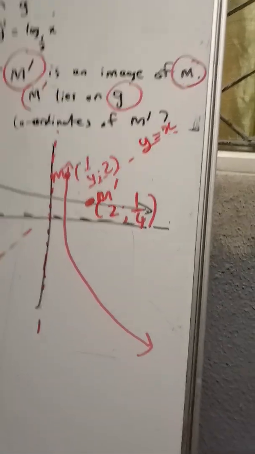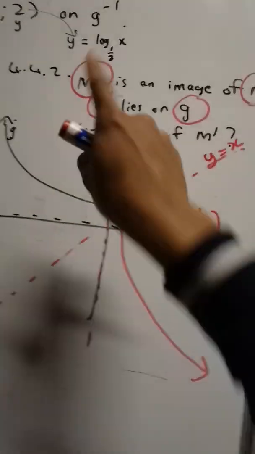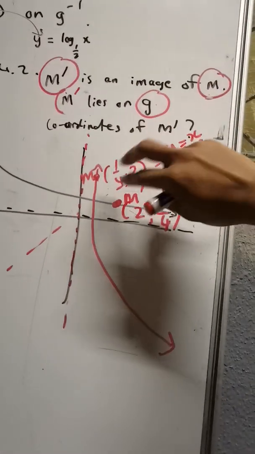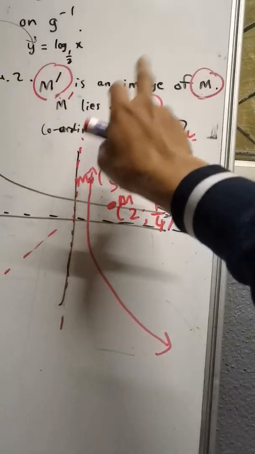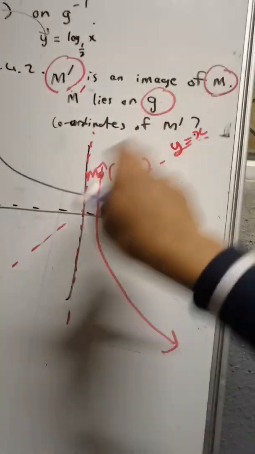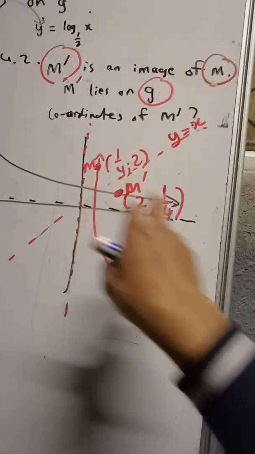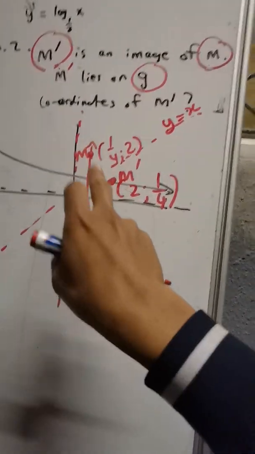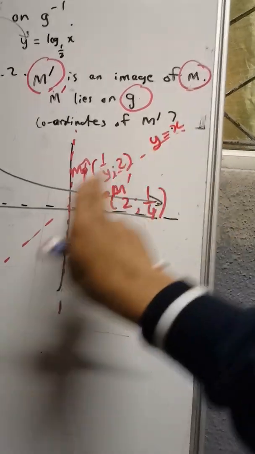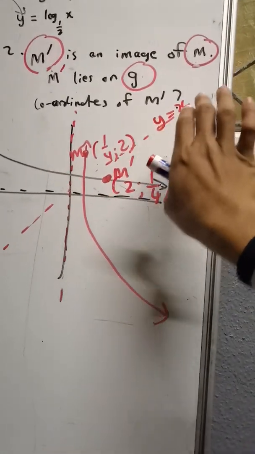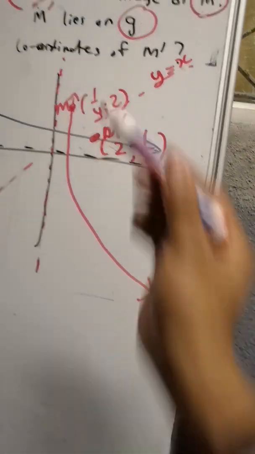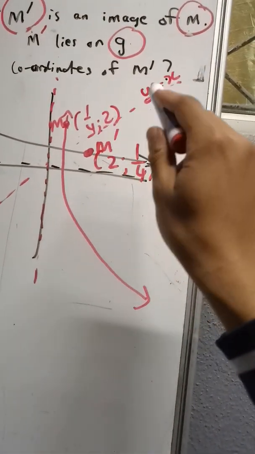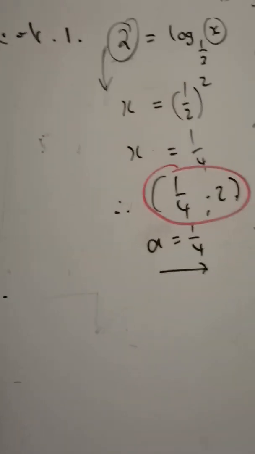So M dash is an image of M, which lies on g, so M dash lies on the original graph. There's M dash on the original graph. If I want to get the image of a coordinate over y equals x, you just switch the x and y values. So the coordinate of M dash would be 2 and a quarter. That's basically it for that part.